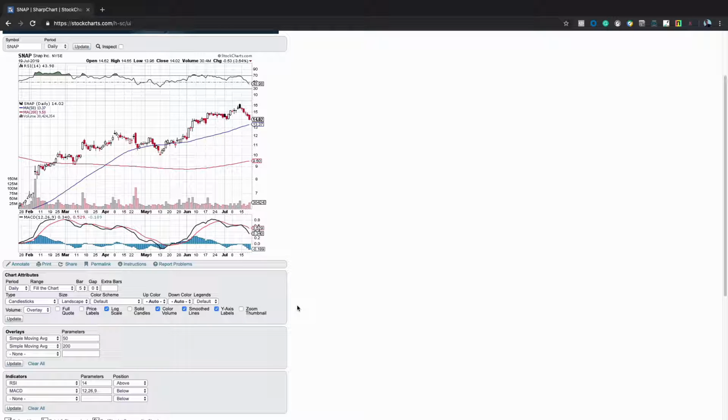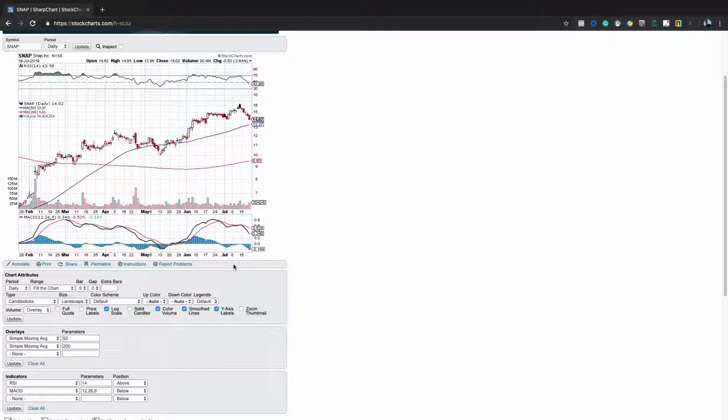Hey guys, today what I really want to show you is the stock that I've been trading, and the stock that I've been trading is Snapchat. So I want to tell you exactly why I decided to purchase Snapchat at the price that it was at the time and why I still have it in my portfolio.